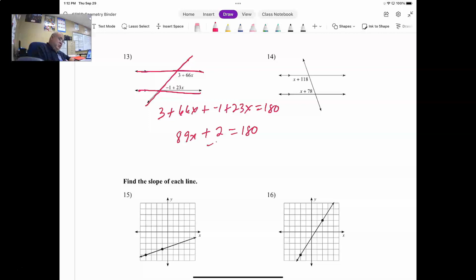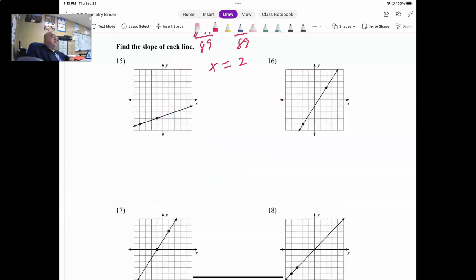You subtract 2 from both sides, so you have 89x equals 178, then divide by 89. So the answer will be 178 divided by 89. The answer is 2. So remember, if two lines are parallel and they're cut by a transversal, then these two are going to be supplementary.